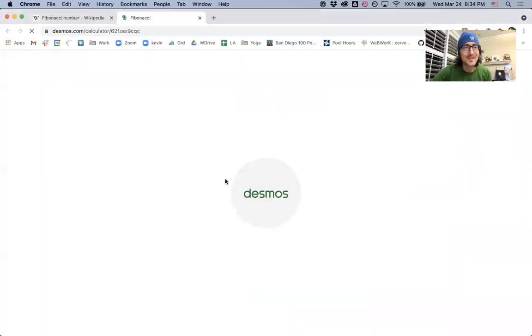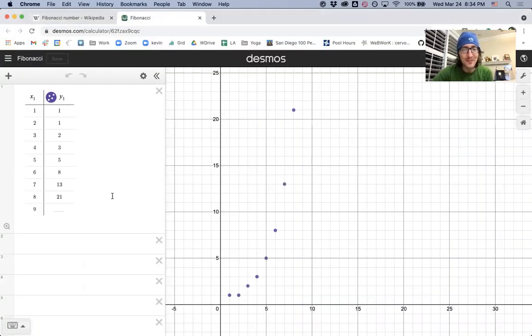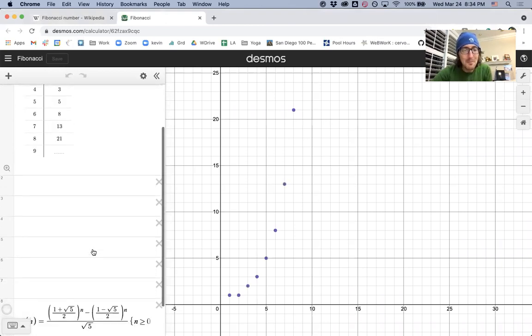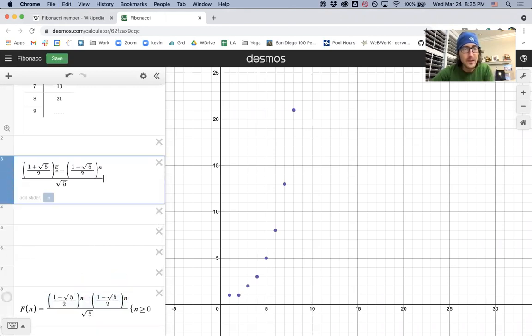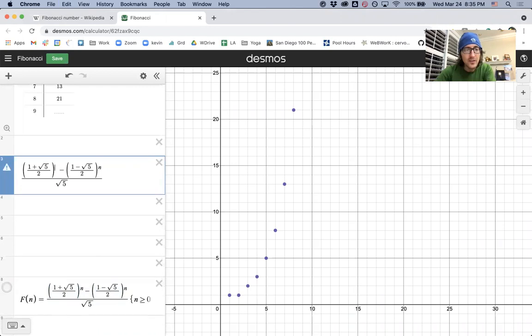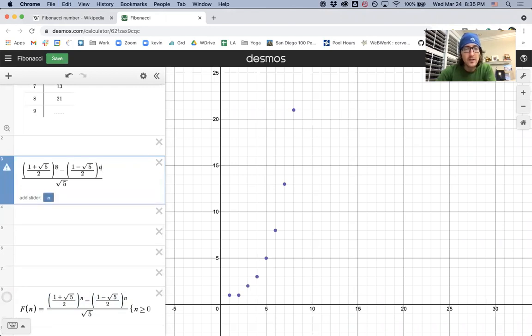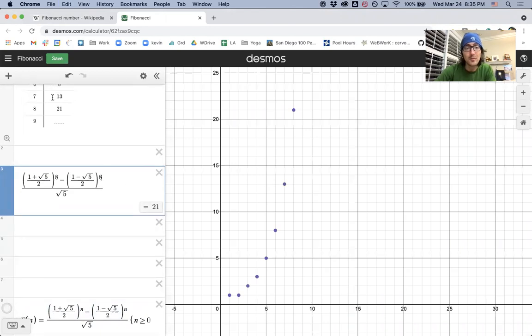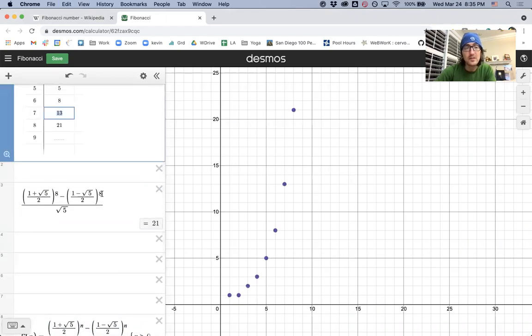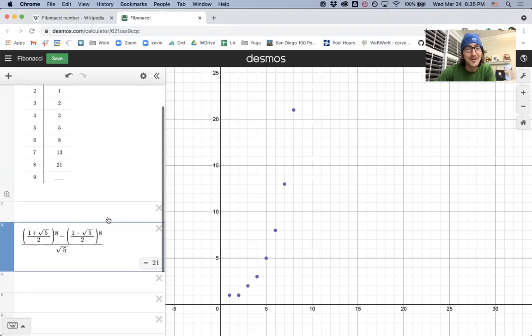And I know I probably wouldn't have done it if I were watching a video myself, but I've got a little formula in here. Maybe I'll just copy this. And if you don't believe me, let's just set the exponent to 8. We get 21. And what's the previous Fibonacci number? The previous Fibonacci number was 13. So why don't I change that to 7 and 7? And sure enough, I get 13.